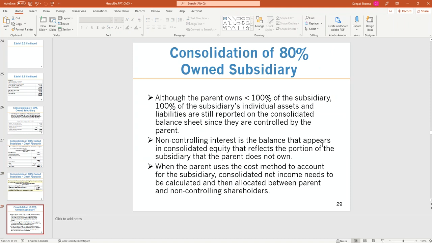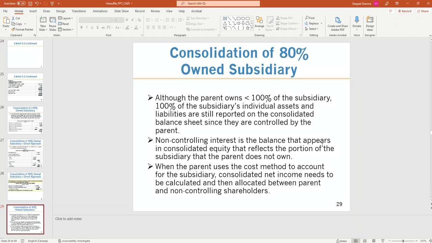Now when it comes to the consolidation, although the parent owns less than 100% of the subsidiary, 100% of the subsidiary's individual assets and liabilities are still reported on the consolidated balance sheet, since they are controlled by the parent. There are no changes in how the consolidation was done previously, because we are consolidating at 100%, and anything that doesn't belong to the parent needs to be allocated to the NCI.